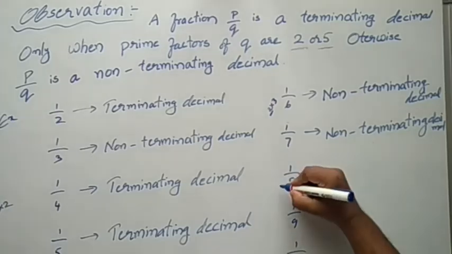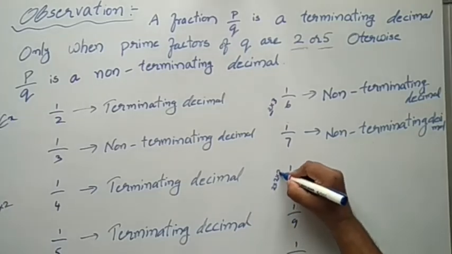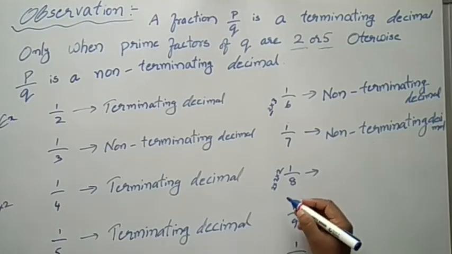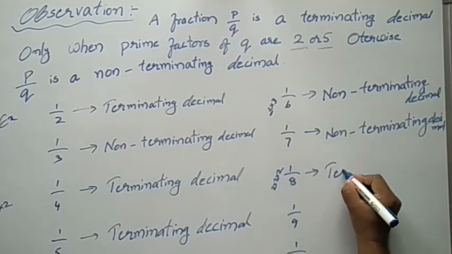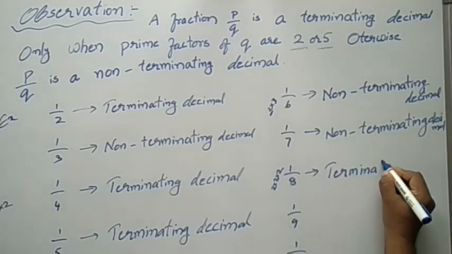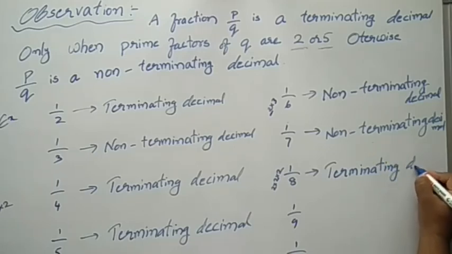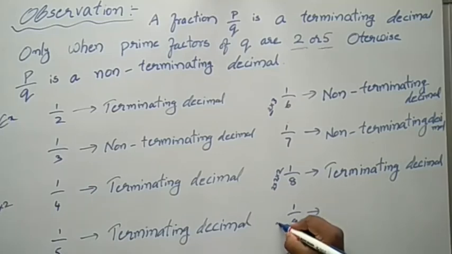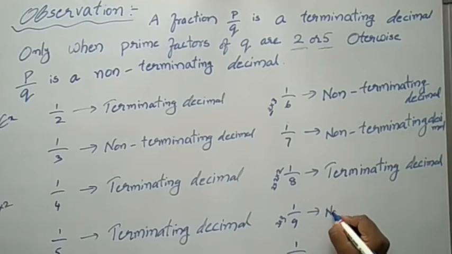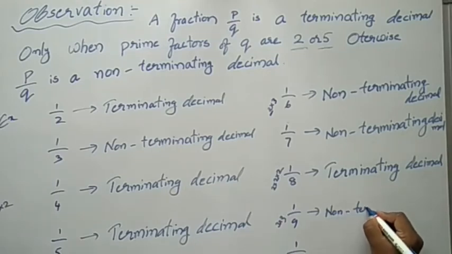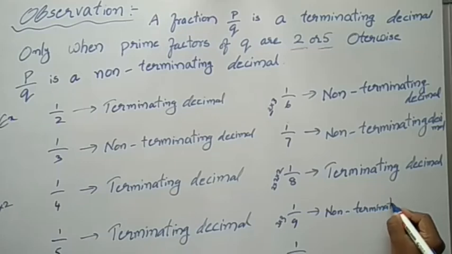8, see, I can write 8 as 2 into 2 into 2. So the denominator 8 I can write as a factor of 2 into 2 into 2. So then I can say this one is a terminating decimal. 9 is 3 into 3, but it is not satisfying, so then it's a non-terminating decimal.